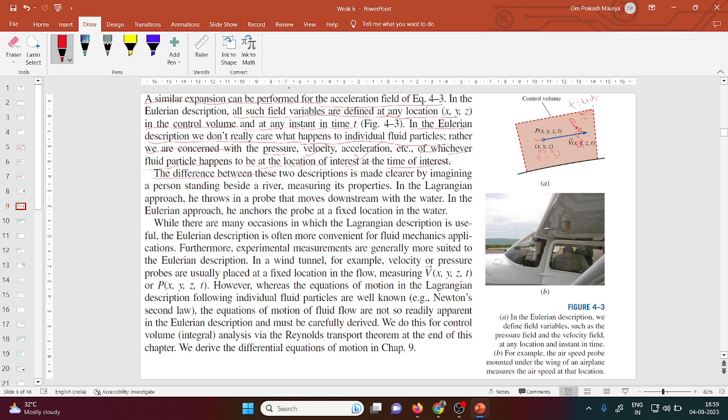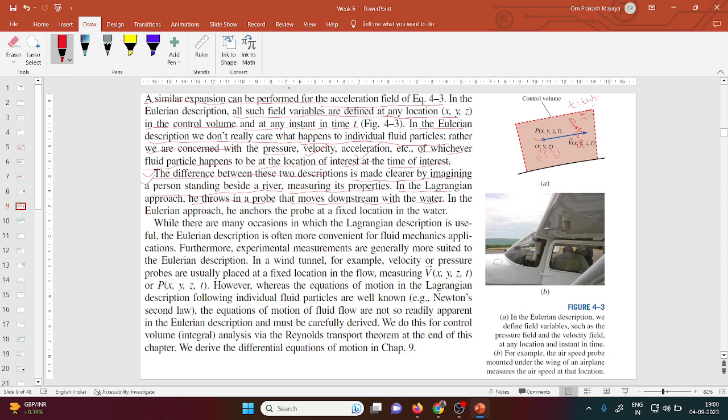The difference between these two descriptions is made clear by imagining a person standing beside a river. Just as an example, you can understand the Lagrangian and the Eulerian descriptions easily. The person is measuring the river's properties, the flow velocity and the pressure. In the Lagrangian approach, he throws a probe, a velocity measuring device, that moves downstream with the water. In the previous classes I have discussed this example; a similar example is given here, and I have taken it from here only.